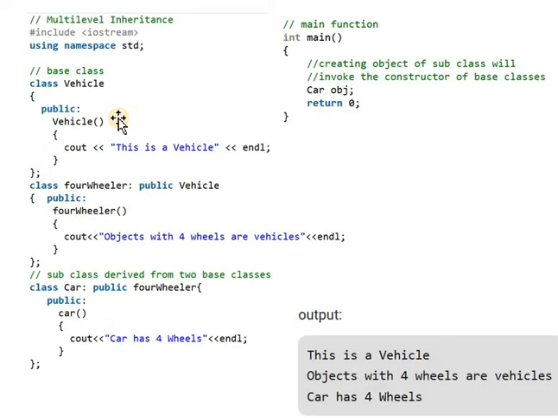Let's see one example that demonstrates the concept of multi-level inheritance. In this example, there is a base class, Vehicle. In that Vehicle class, we define one constructor, and in that constructor we simply display a message: this is a vehicle. This is the definition of the base class. Here the base class definition is completed.